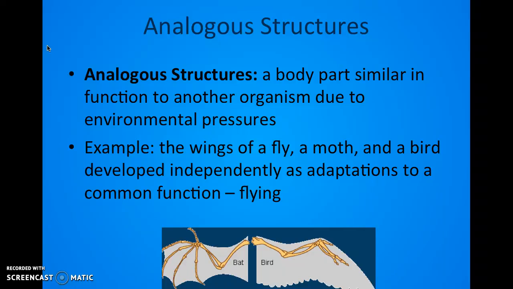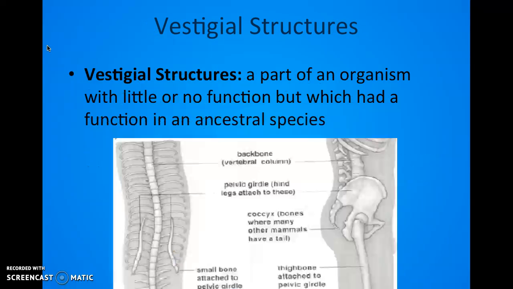At the bottom, the picture there is a bat and a bird wing. Bats' and birds' wings look very different. Bats almost look like fingers, like the skin in between fingers, and a bird has obviously feathers on their wings. So very different look to them, but they have the same exact function, which is for flying.